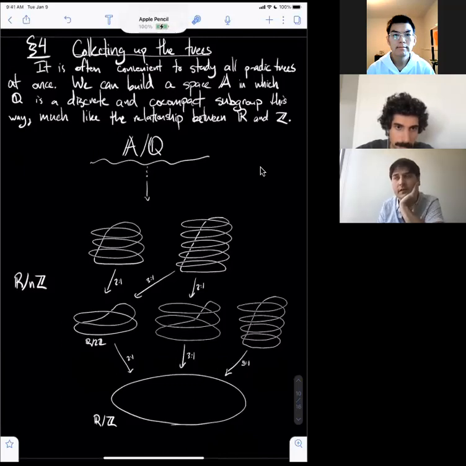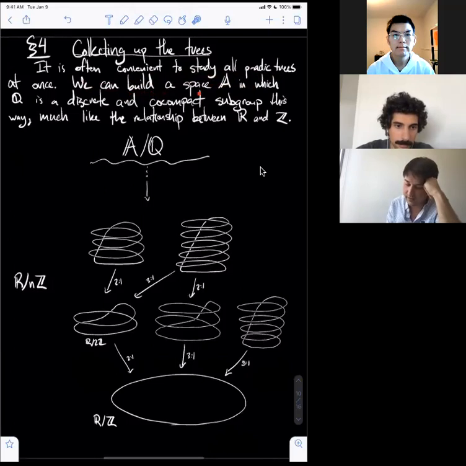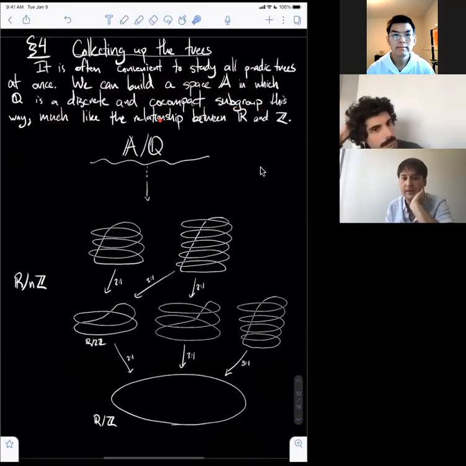Let me describe a little bit the ways we can look at all these trees at once. It's often convenient to study all the p-adic trees at once. So we can build a space called A, the Adeles, in which Q is a discrete and co-compact subgroup, much like the relationship between R and Z.